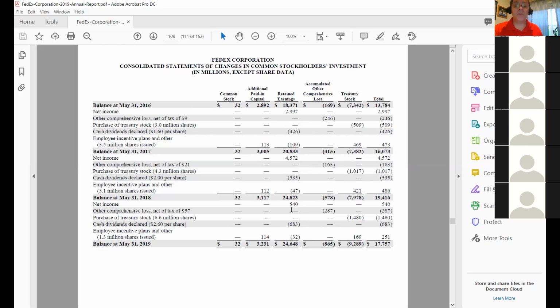We see dividends, we see net income. Those are the two changes we focused on way back when we did these statements before. So we've already talked about the comprehensive loss. So really we're focused on this treasury stock transaction, purchase, and sale.